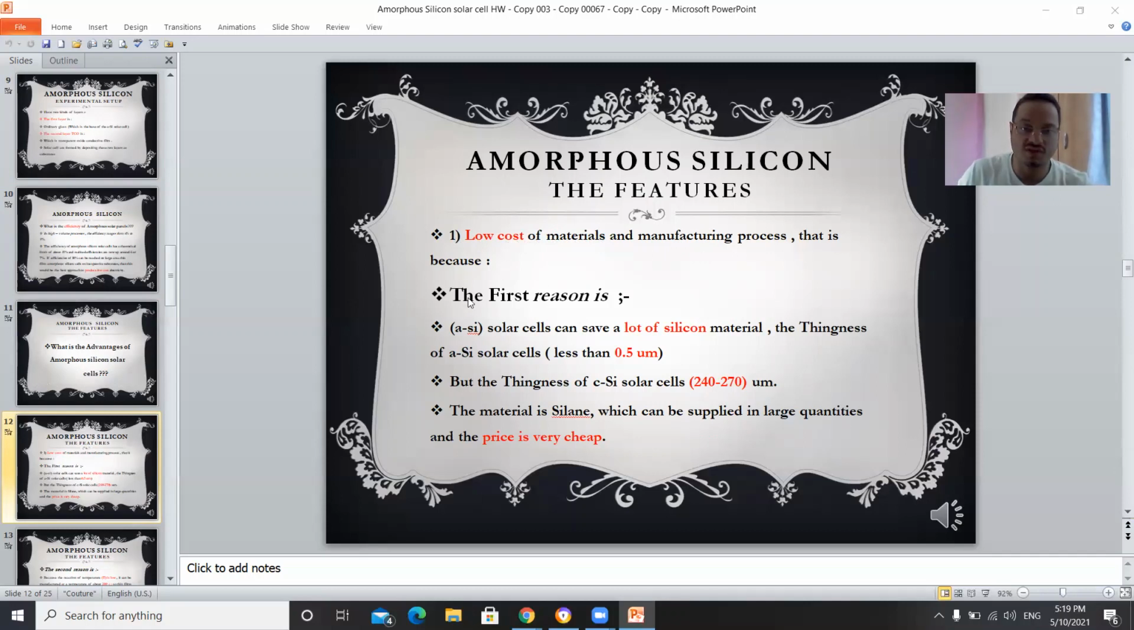That is because the first reason is that a silicon solar cell can save a lot of silicon metal. The thickness of an amorphous silicon solar cell is less than 0.5. But the thickness of a crystalline silicon solar cell is different. It starts from 240 to 270. The material is silicon, which can be supplied in large quantities, and the price is very cheap.